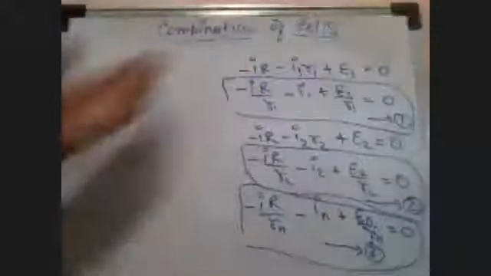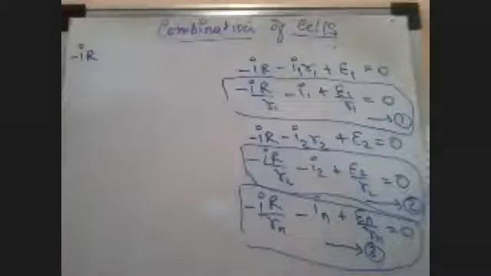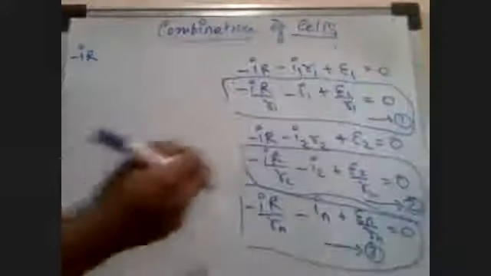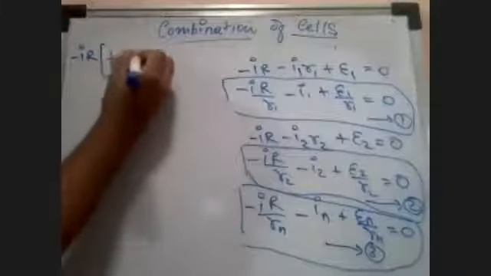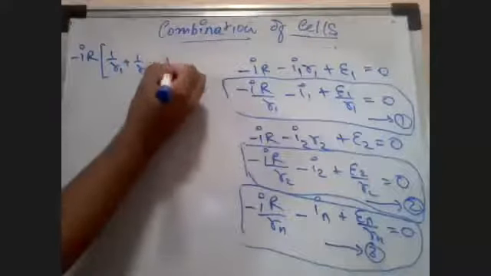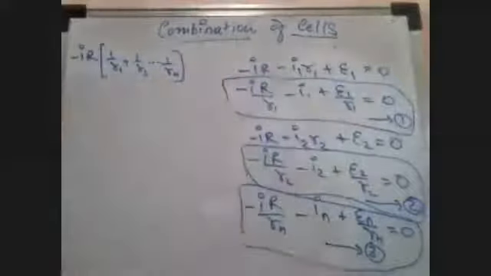So can I add all these expressions and say minus I times R is going to be there, but in the bracket, can I say 1 upon R1 plus 1 upon R2 plus 1 upon Rn? So in that way, I will say 1 upon R1 plus 1 upon R2. Similarly, till 1 upon Rn. Okay, then what do I get? I will get minus I times.